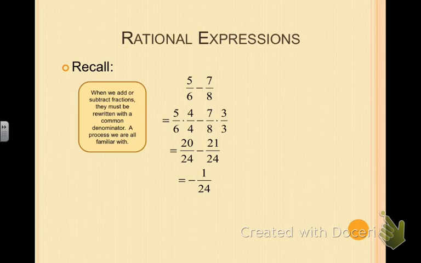Remember that when we add or subtract fractions, we must have a common denominator. You should be familiar with this process already. For example, if we were asked to subtract 7/8 from 5/6, we would need to find a common denominator, which would be 24. 5/6 is equivalent to 20/24, and 7/8 is equivalent to 21/24. Once we complete the subtraction, we have a result of -1/24.